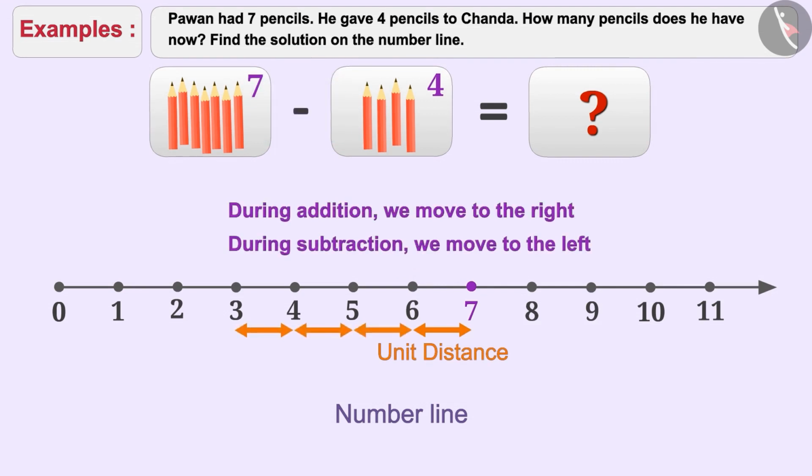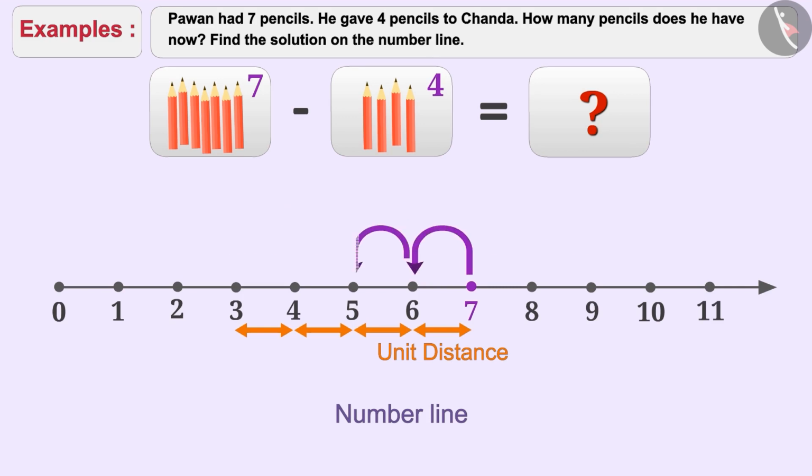Note that during subtraction, we move to the left, and during addition, we move to the right direction. After 4 steps, we arrive at number 3. This is the answer of 7 minus 4. Therefore, Pawan has 3 pencils left with him.